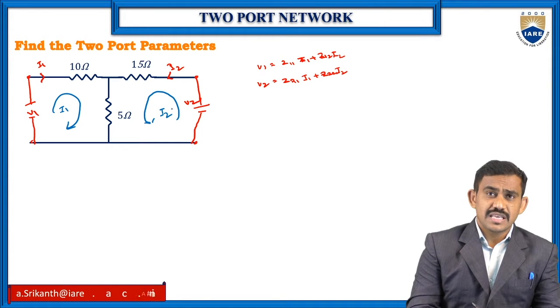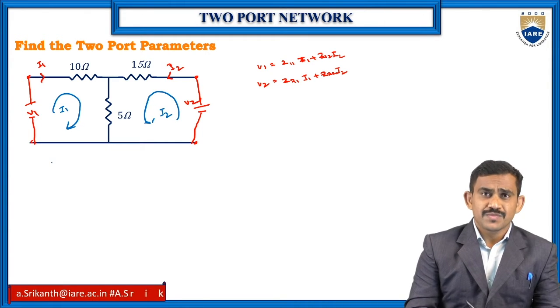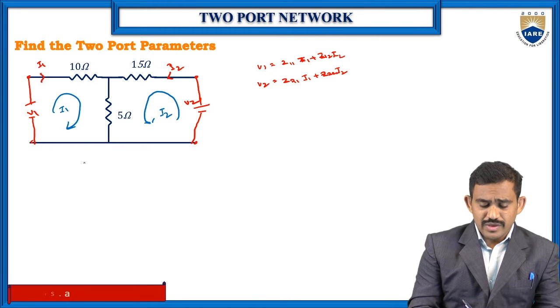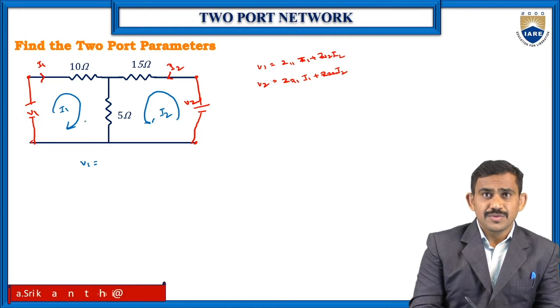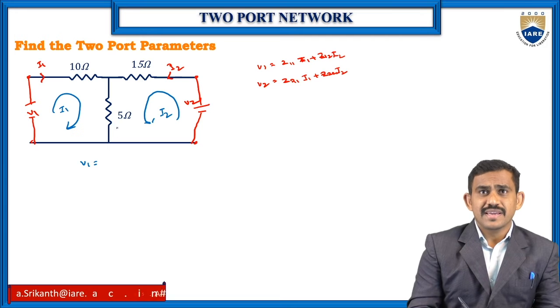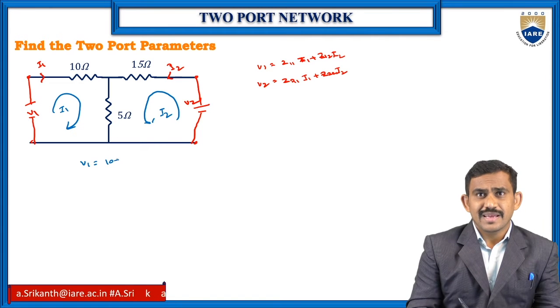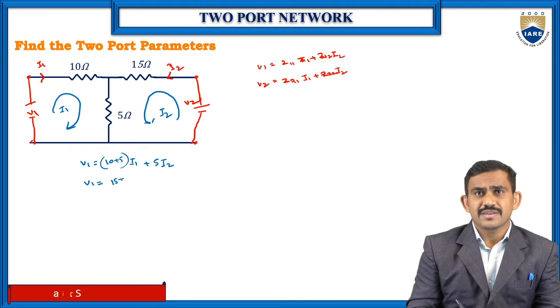Okay, now write the equation for each loop using Kirchhoff's voltage law. Now V1 equal to 10 plus 5 I1 and plus 5 I2. So we have V1 equal to 15 I1 plus 5 I2.